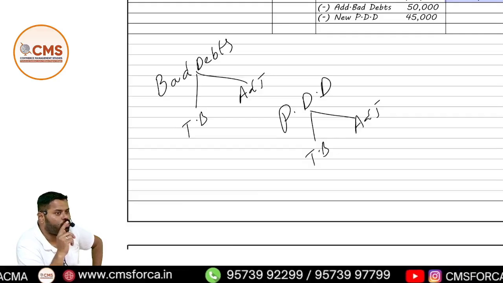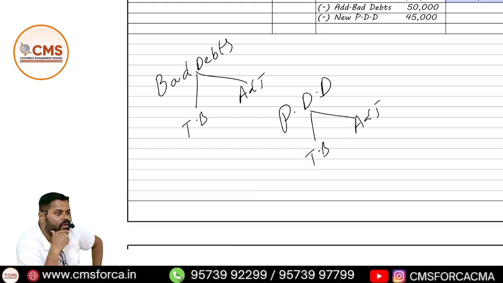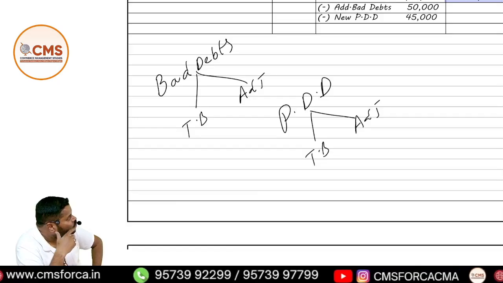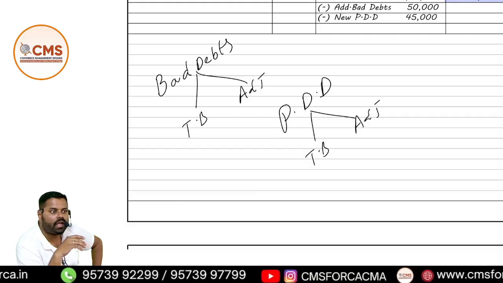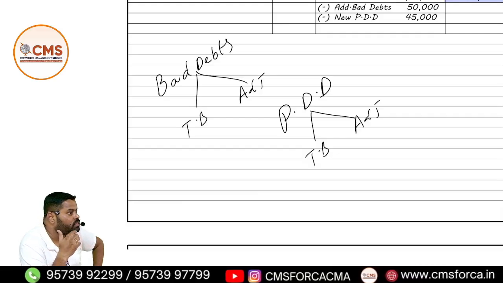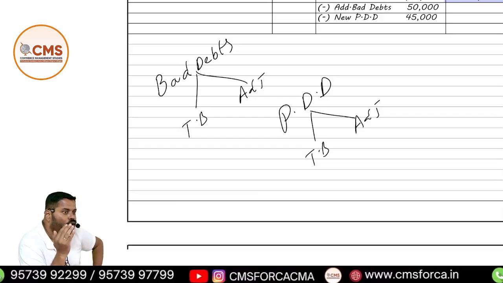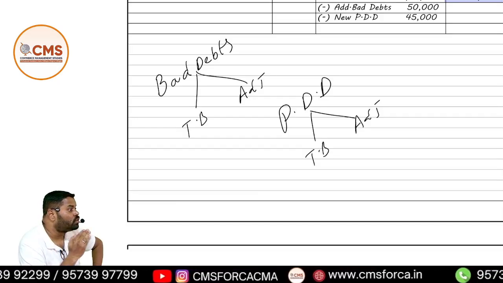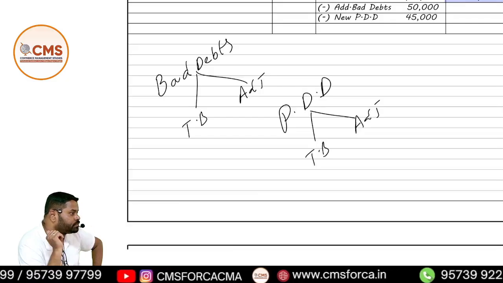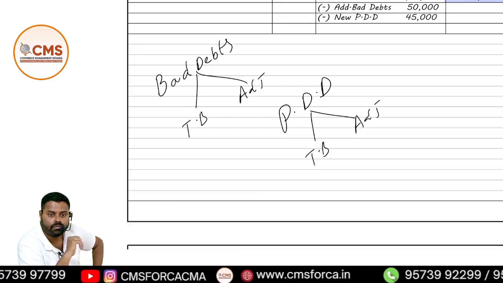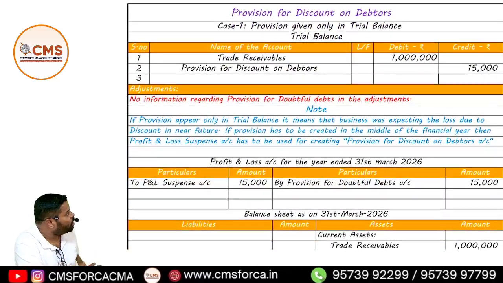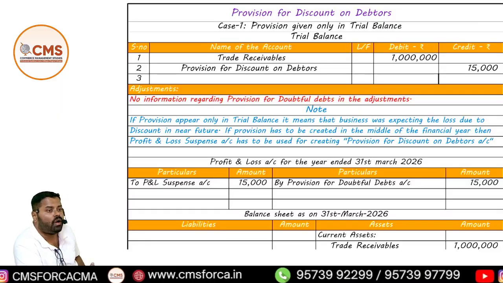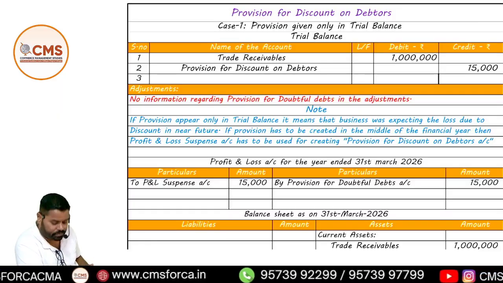But now there is a new problem. Out of that 8,55,000, I am anticipating that I may have to give some discount to my customers who will make the payment before the scheduled due date. Okay, let's see the next problem. What is the next problem? Provision for discount on debtors here.